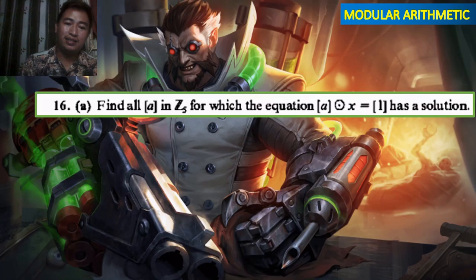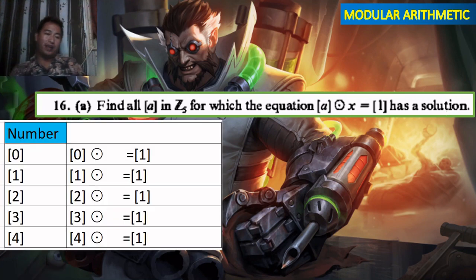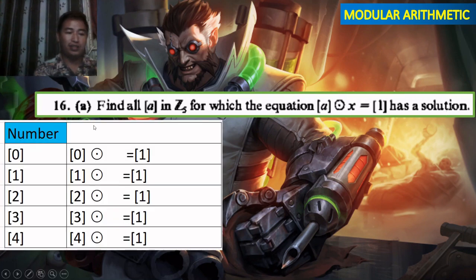Find all A, kanina mga A's, ng element in Z5, for which the equation A times X is equal to 1 has a solution. Okay, class. So, first I-create nato ang tables. So, the numbers 0, 1, 2, 3, 4 kay Z5 naman ta. So, kaniman ang tong A. So, copy lang nato itong A. Kung sa atong A times na mga X, class, nga equal siya 1. Si 1.